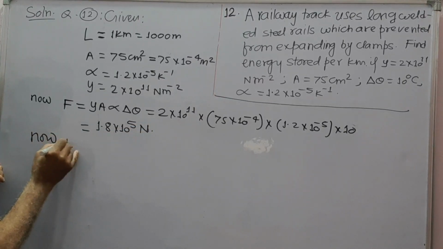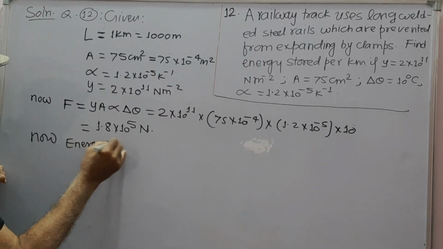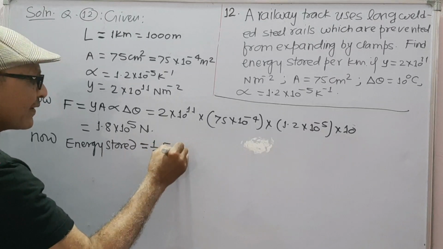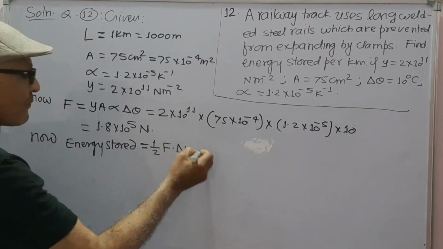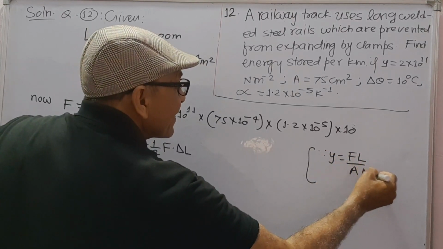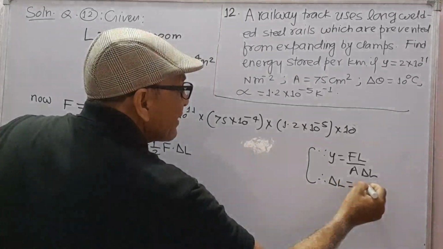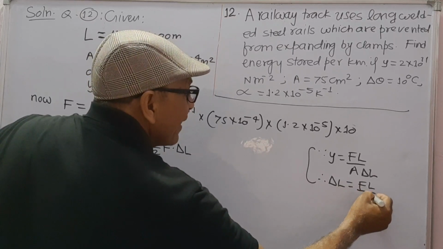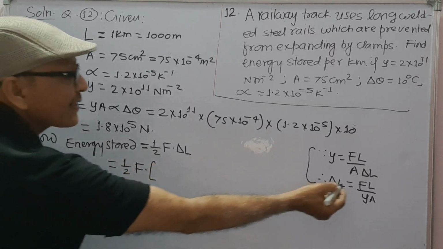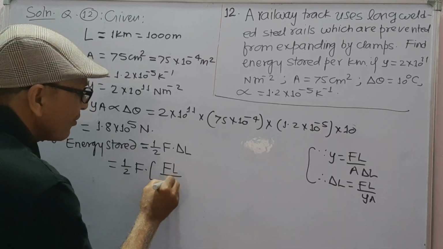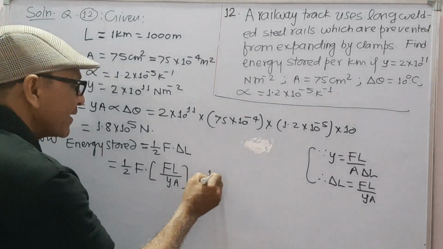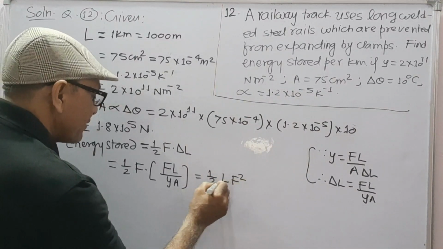Now, energy stored will be equal to 1 by 2 F into delta L, because Y is equal to F L upon A delta L. Therefore, delta L will be equal to F L upon Y A. So, this will be 1 by 2 F into delta L replaced with F L upon Y into A, which will be 1 by 2 L F square upon Y A.